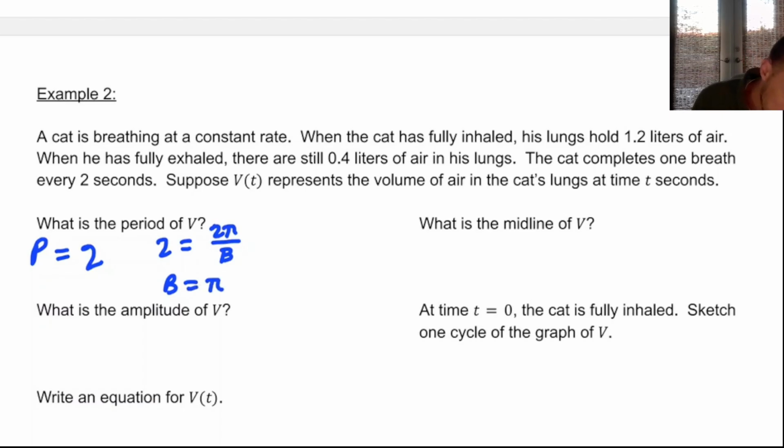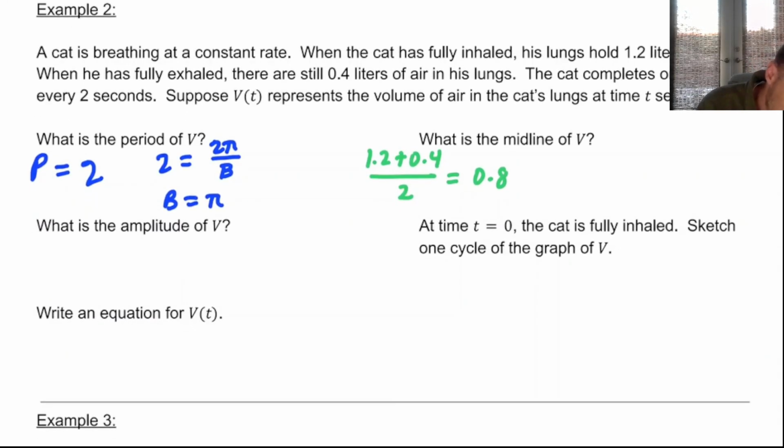Okay, now the midline of v. The midline is going to be halfway between the maximum and the minimum. So I would average the two to find that distance, or no, not that distance. The distance is the amplitude. Pardon me. The midline is just going to be the average of 1.2 and 0.4. So 1.2 plus 0.4 all divided by 2. That's going to be 0.8. Okay, and that'll be the midline. The amplitude, that's where we're saying, how far do I go from the midline to the maximum or from the minimum to the midline? That's going to be 0.4.